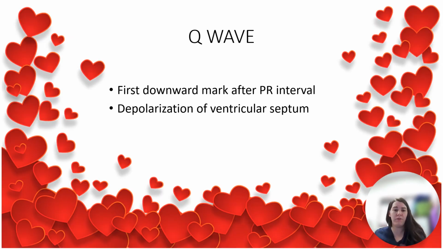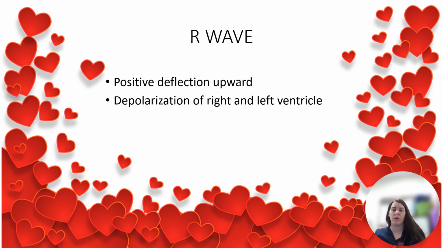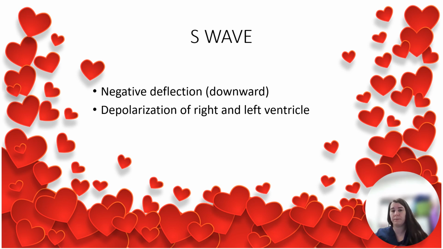Next comes the Q wave. It's the first downward mark after your PR interval, which indicates depolarization of the ventricular septum. And then the R wave is your positive deflection upward, and it's depolarization of the right and left ventricles. Then we have the S wave, which is a negative deflection moving in a downward direction, and it's depolarization of the right and left ventricles.